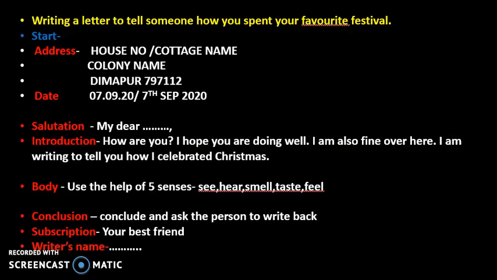I hope you all will be able to do it. Once you are done with it, I want you to click a picture of this worksheet and upload it to Google Classroom. Okay, once you're done with this worksheet, I want you to upload it to Google Classroom so that I can have a look at it.